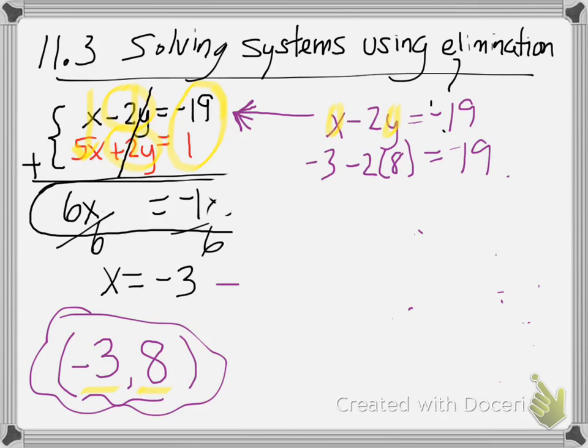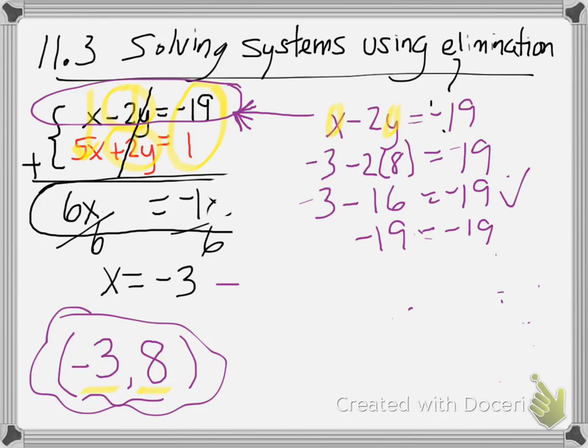So all I did was I replaced the x and the y with my x and y. Okay, so now I'm going to solve it and make sure it makes a true statement. So negative 3 minus 16 equals negative 19. Negative 3 minus 16 is negative 19. So then I know that that point definitely lies on that top equation line. So if I graphed this top equation, this point negative 3, 8 will lie on it. That doesn't guarantee me that's where they both cross. So I've got to make sure that it's also true for this one. So 5x plus 2y equals 1. So I'm going to replace the x and the y again.